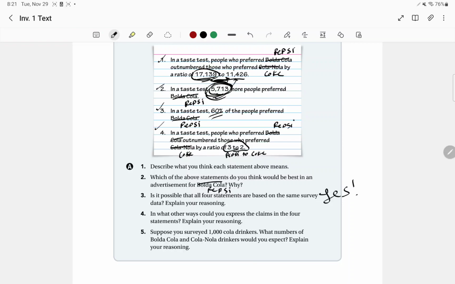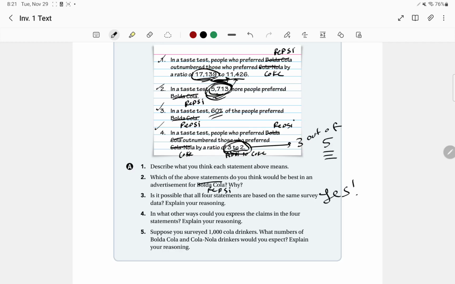In 4, it says, in what other ways could you express the claims in the 4 statements? There's an infinite number of ways, right? The one that I came up with right off the bat is, listen, this is Pepsi to Coke. So you could also say 3-5 or 3 out of 5. Because out of every 5 people asked, 3 of them preferred Pepsi. That's just one example. There are multiple ways you can restate some of these things to say the same thing.